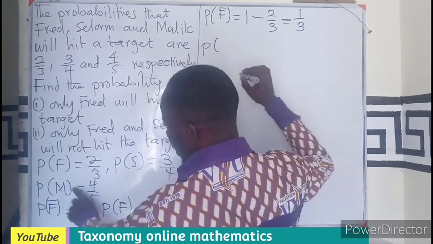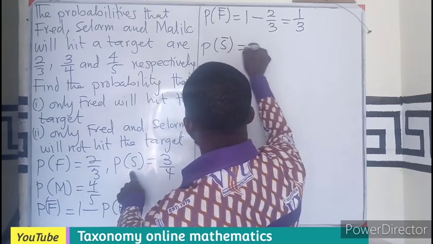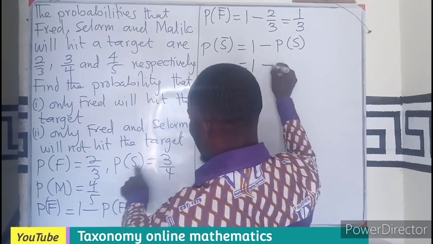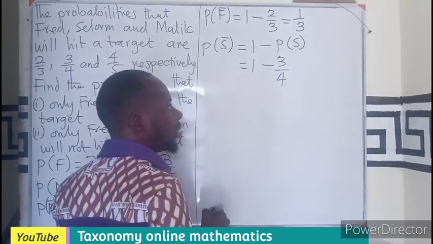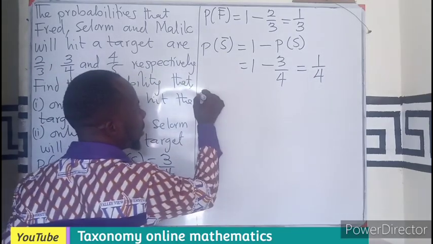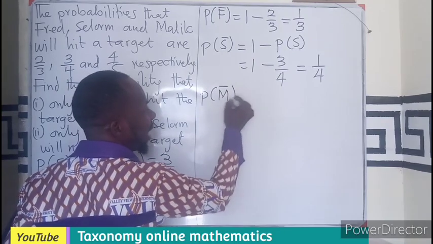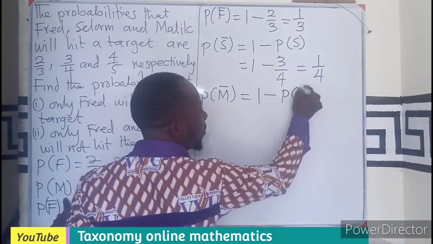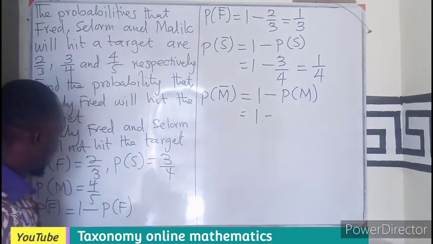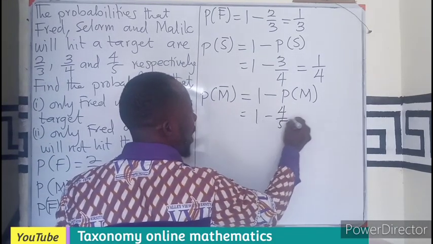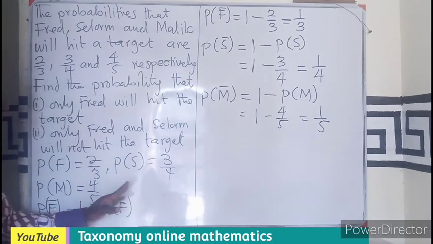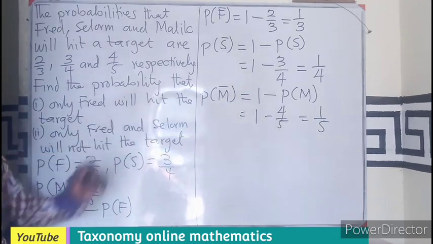Then the probability of Salom not hitting the target becomes 1 minus him hitting the target, which is 1 minus 3 out of 4, and that could be computed as 1 out of 4. Then the last person: the probability of Malik not hitting the target becomes 1 minus him hitting the target. By substitution, 1 minus 4 out of 5 becomes 1 out of 5. So now we know the three events happening and the three events not happening.